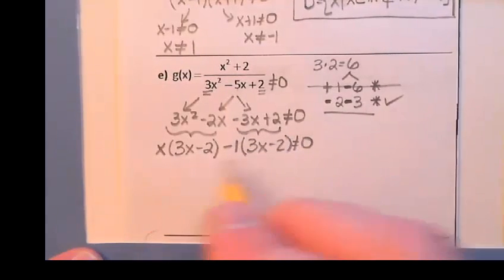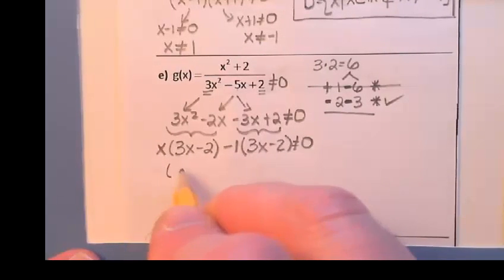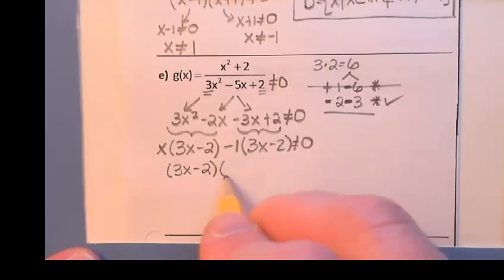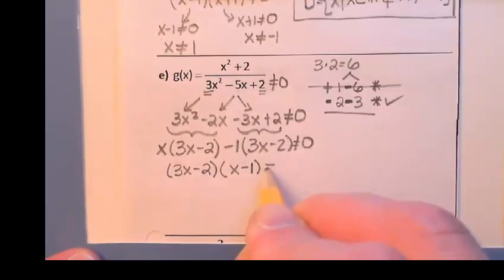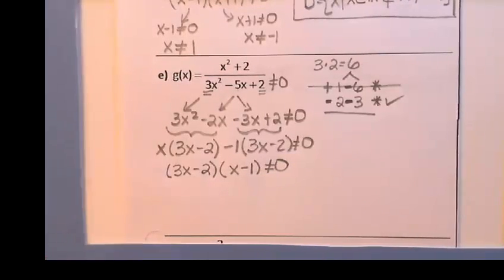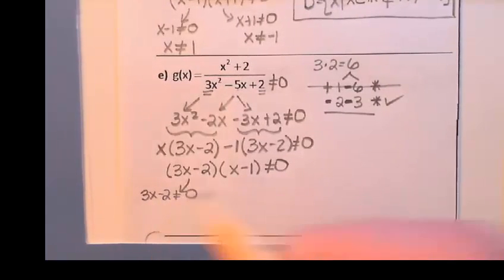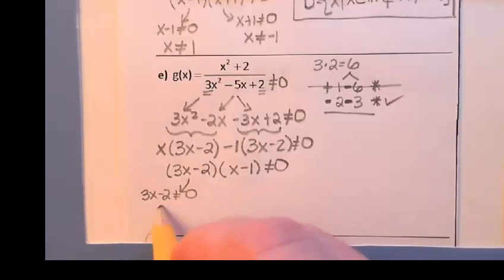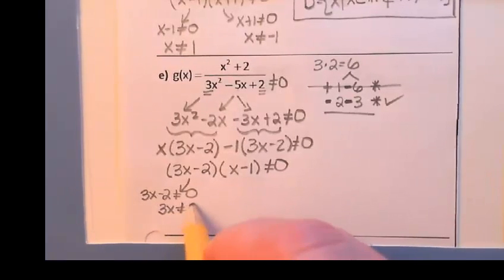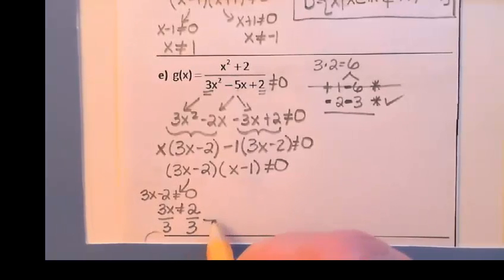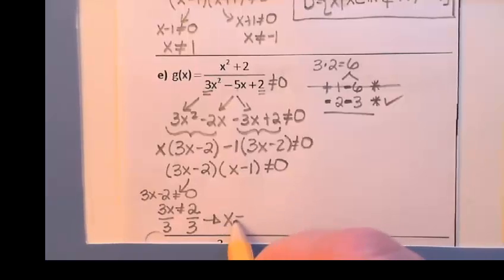Alright, now I have two terms. What do they have in common? They have in common 3x minus 2. And if I remove the 3x minus 2, what am I left with? x minus 1. Alright, this one, 3x minus 2 must be different than 0. I'm going to move the 2 to the other side, so 3x must be different than 2. I'm going to divide both sides by 3. So that means x must be different than 2/3.